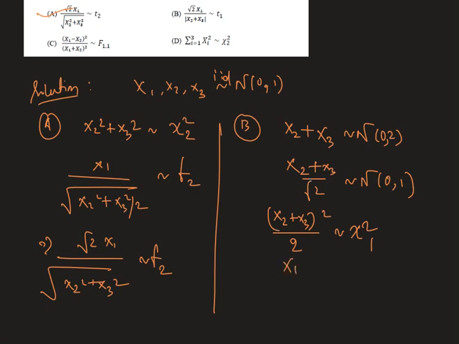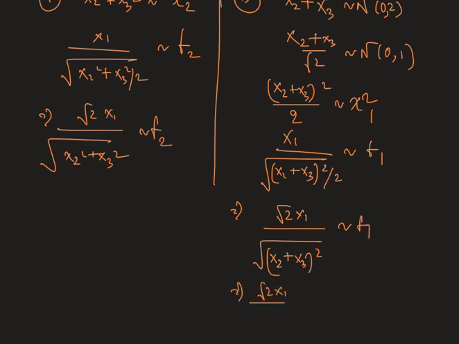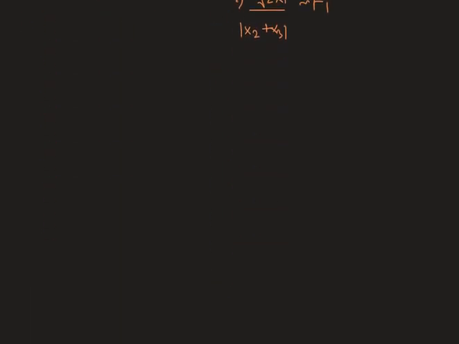Now we can write X1 divided by root over X2 plus X3 whole square divided by 2, this is t1. Or we can write root over 2 X1 divided by root over X2 plus X3 whole square is t1, or root over 2 X1 divided by modulus of X2 plus X3 is t with degrees of freedom 1. Hence option B is also correct. Now let's check the third option.